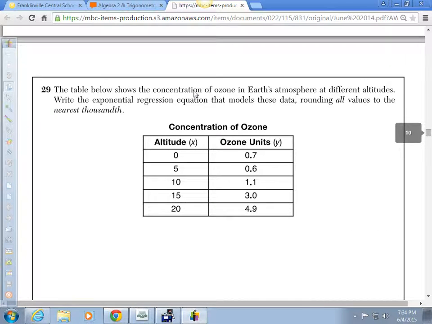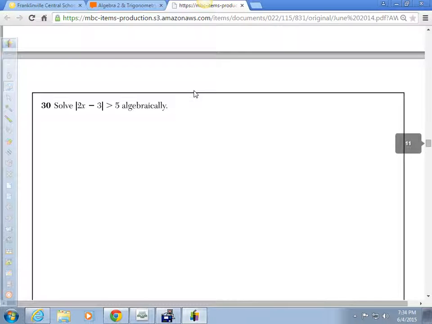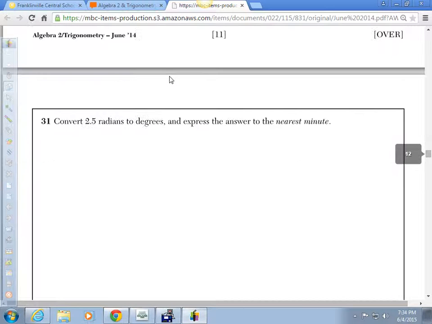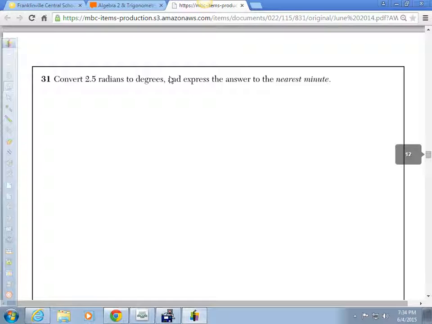Exponential regression equation, we had seen one of those already. I believe we did this one with the absolute value equation turning into 2. The conversion of radians to degrees: what do you multiply by to get radians into degrees? 180 degrees over pi radians. So we're going to end up multiplying the 2.5 by 180 and then dividing it by pi, and then they wanted that to the nearest minute. Did we look at that one? I want to look at this one then, just because of the nearest minute concept.